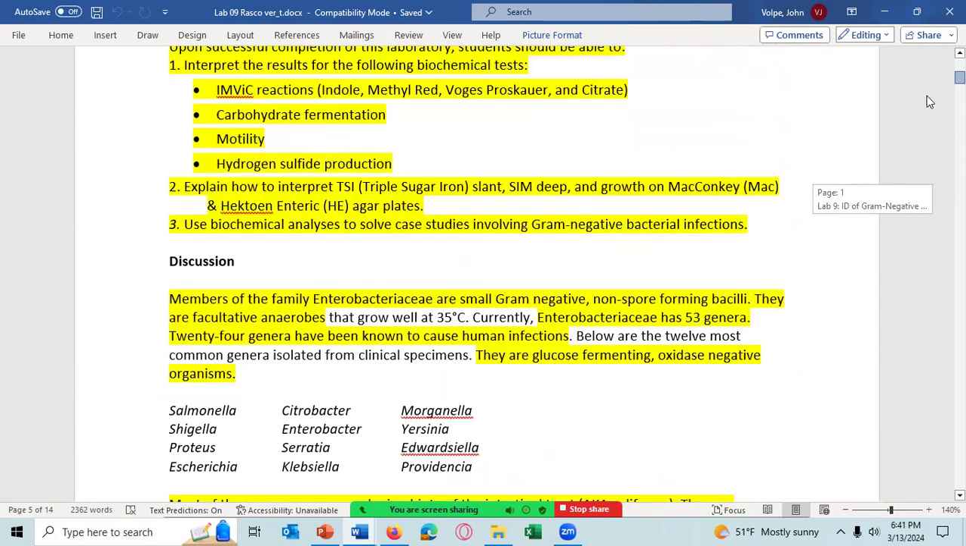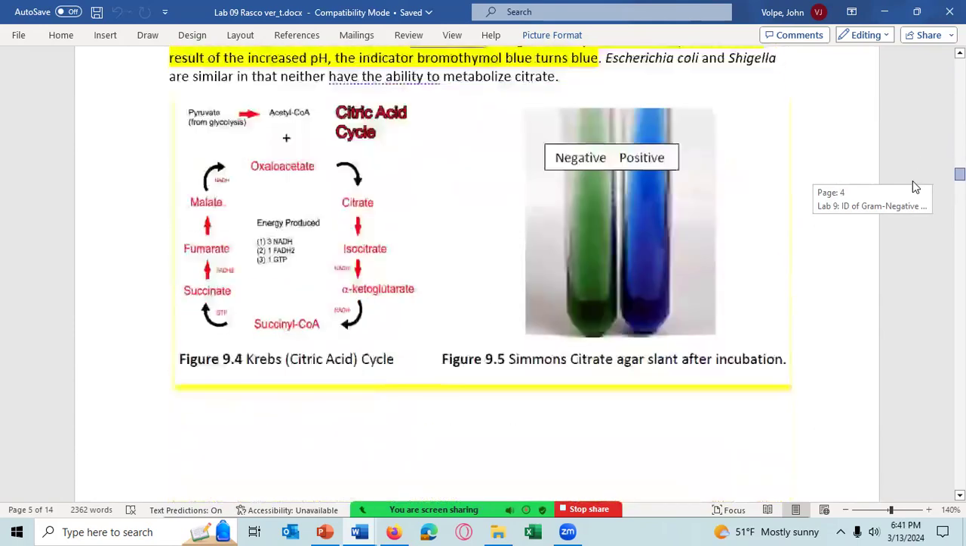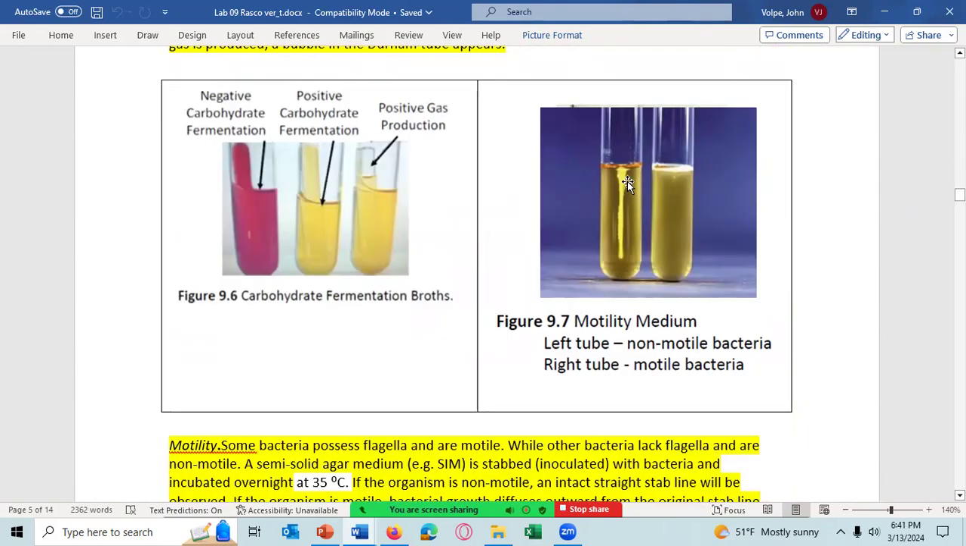All right, you should know the motility. It's pretty easy. What you're looking for is whether the growth is only in the stab line. That's non-motile. If the growth is everywhere, as shown here, it'll be cloudy, not clear on the sides like that. That's very motile. If it's slightly motile, it will be flaring out from the stab line. Any question about motility?